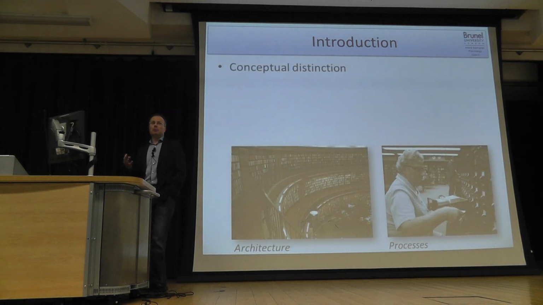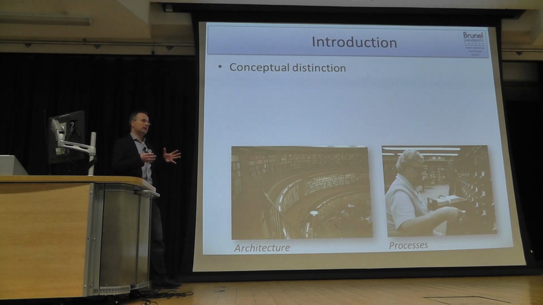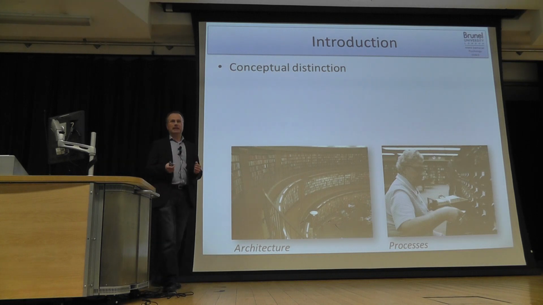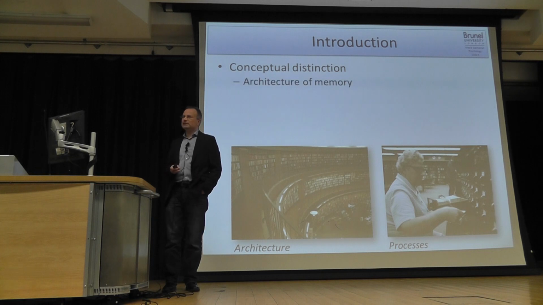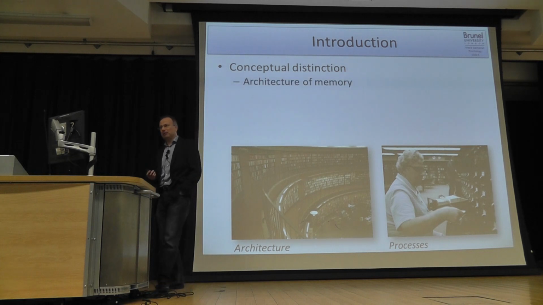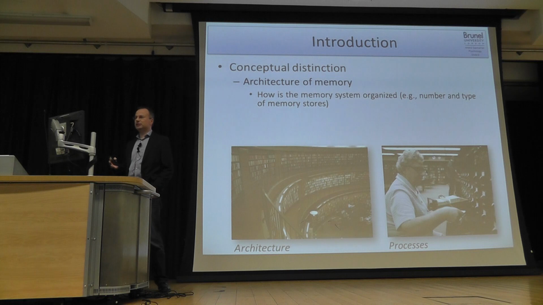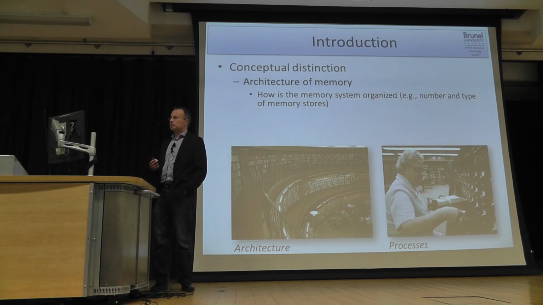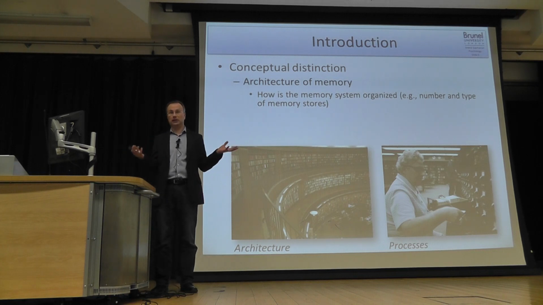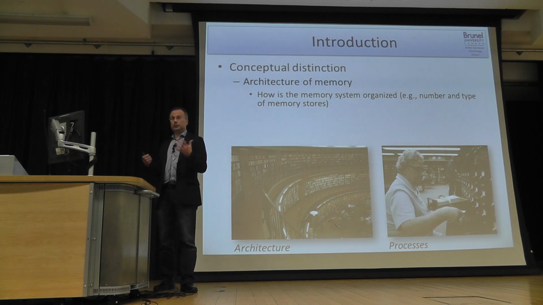Okay, when we speak about memory, we have to do a little bit of a conceptual distinction. One is about the architecture of memory, and that regards the question of how our memory system is organized. For instance, how many different memory stores do we have? Do we really have a separate short-term memory and a separate long-term memory? We will see later on that there are models who say, no, we don't have that. Or do we really have that at different stores? So it's the architecture, the structure of that.